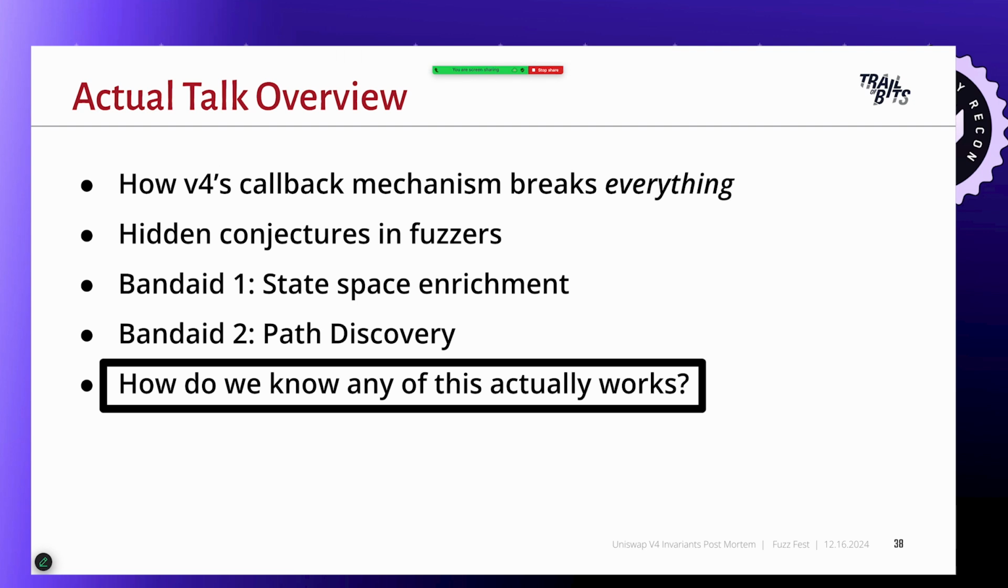So the last bit is, how do we know any of this actually works? Because again, fuzzing is probabilistic. It's not hitting every state. How do we know that it's actually hitting the states that we care about?